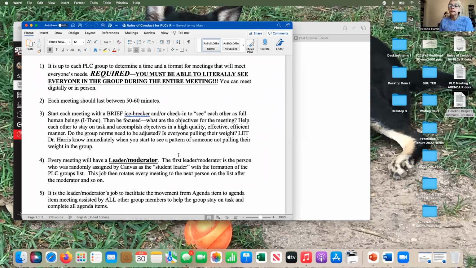It can be something as simple as what did everybody have for breakfast this morning, if you had breakfast? What's your favorite color? When is your birthday? It can be any kind of little check-in icebreaker. So do that. Don't let it take too much time, no more than 2 to 3 minutes, 5 at the most. Okay, so check in, and remember that you're going to be interacting with each other as an I-Thou.